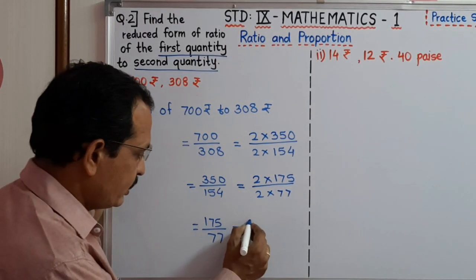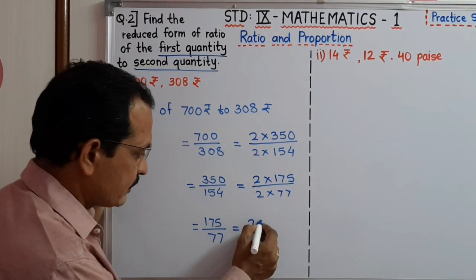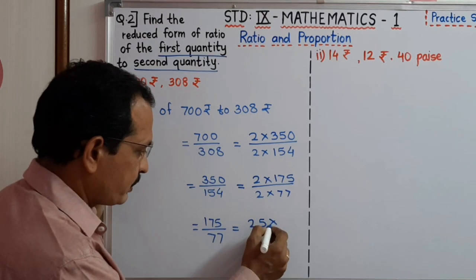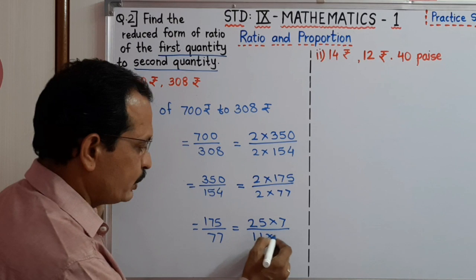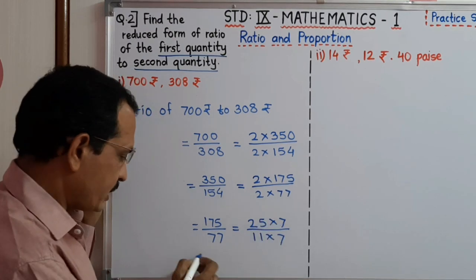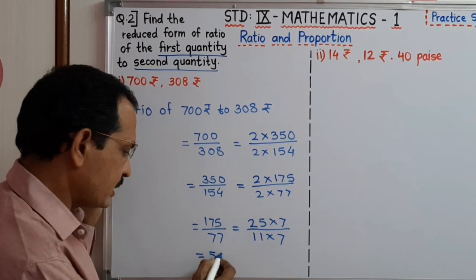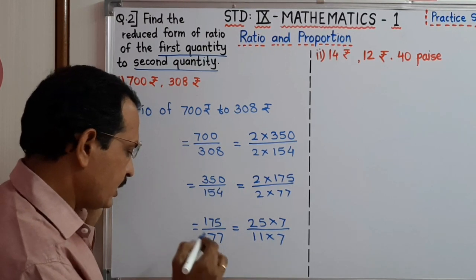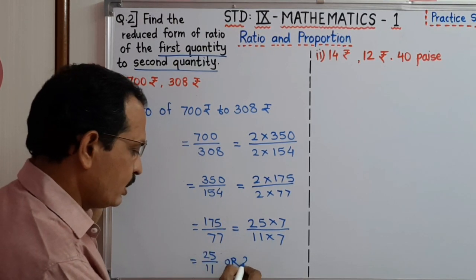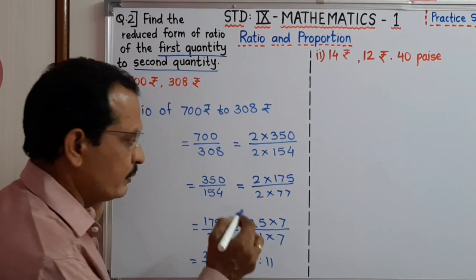See here, 7 25s and 7 11s. Therefore it is 25 into 7, and here it is 11 into 7. Now this 7 gets cancelled. We got here the answer as 25 upon 11. Therefore we can write here 25 is to 11.